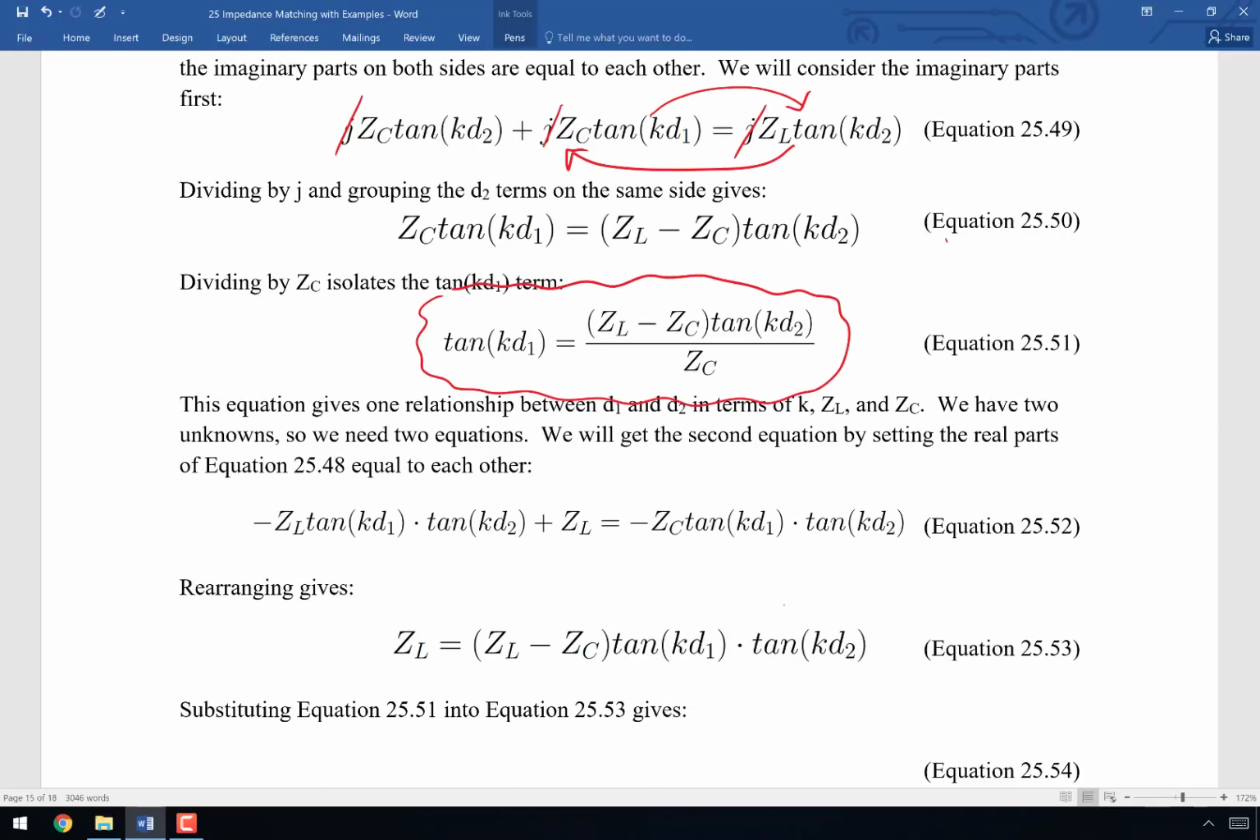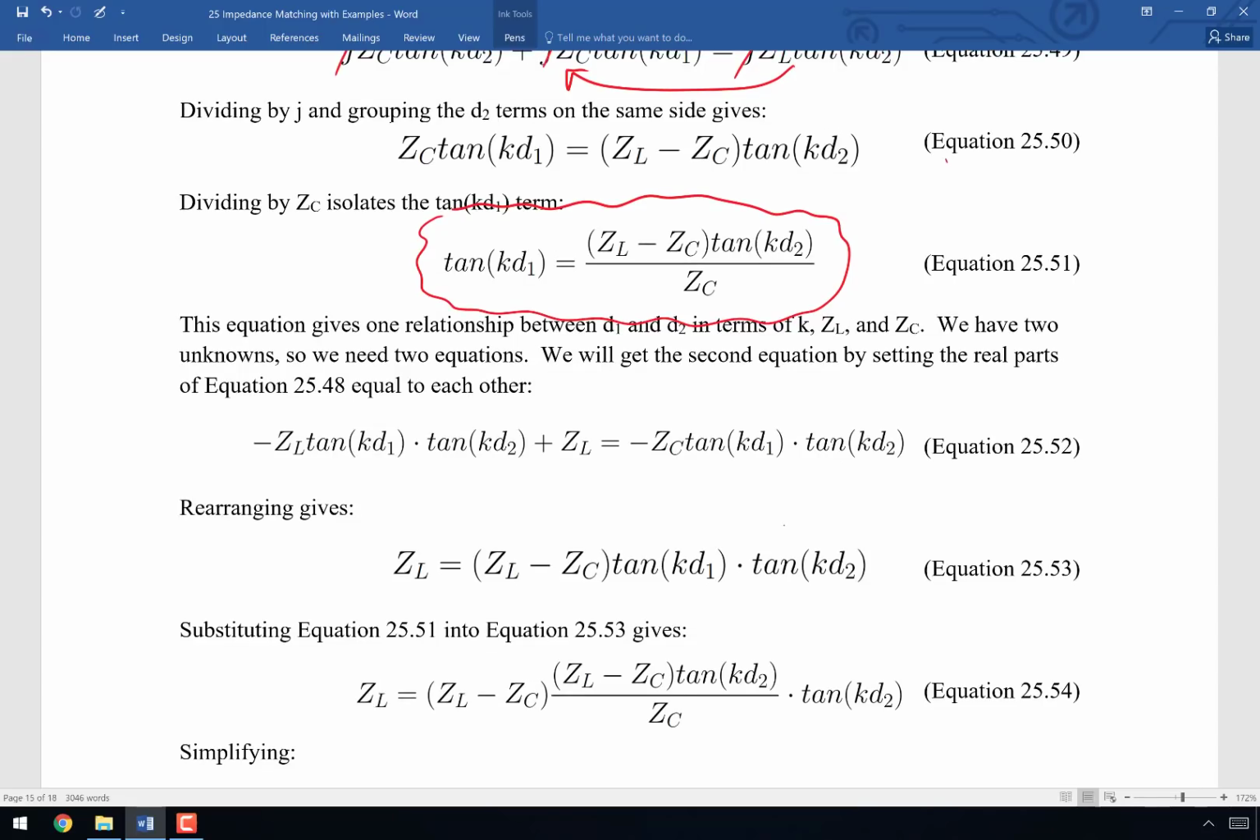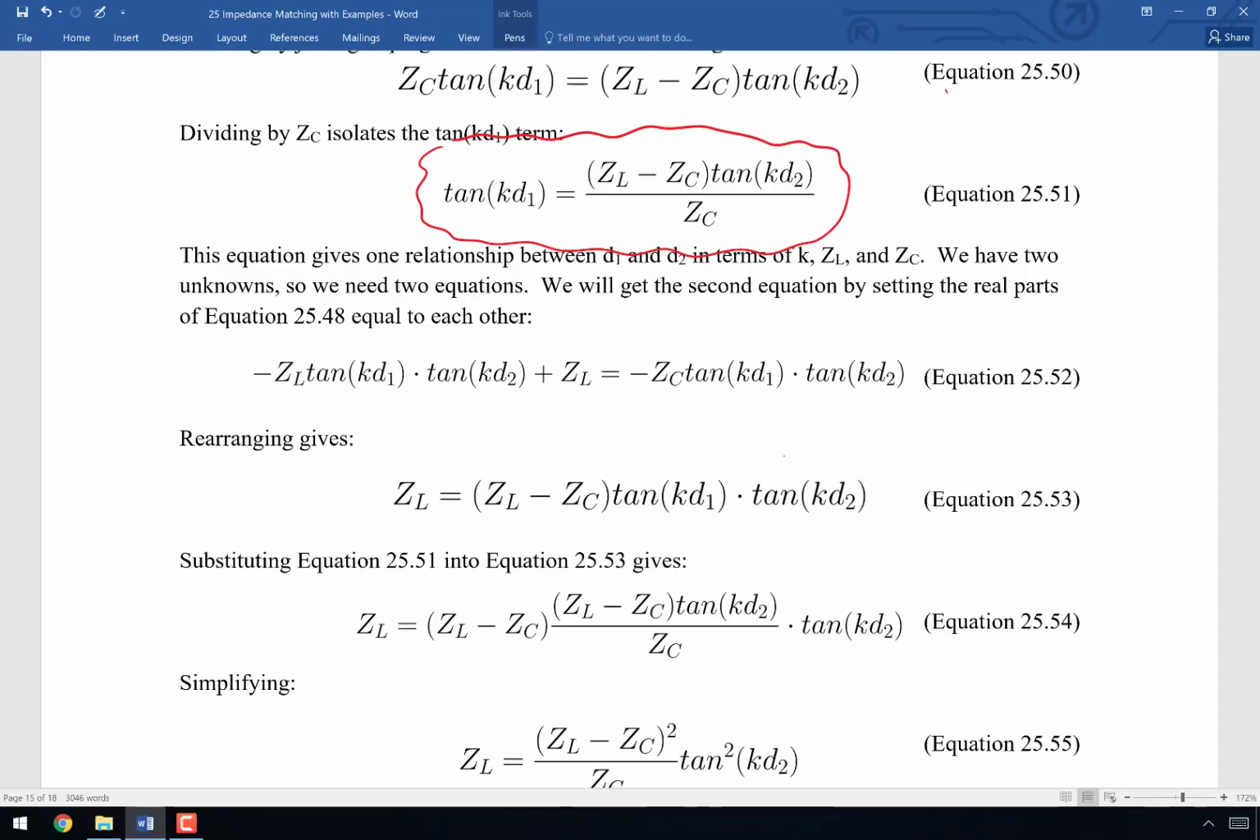I get equation 25.52. Rearranging, moving things over to the right-hand side, I get equation 25.53. And then I can substitute. Notice that I have a tangent of KD1 right here. I'm going to take this equation and substitute it in for the tangent of KD1. And that's really where this term is coming from.